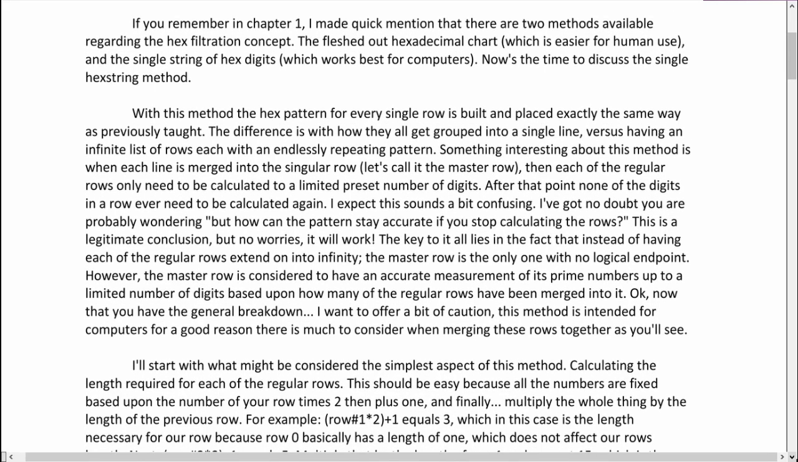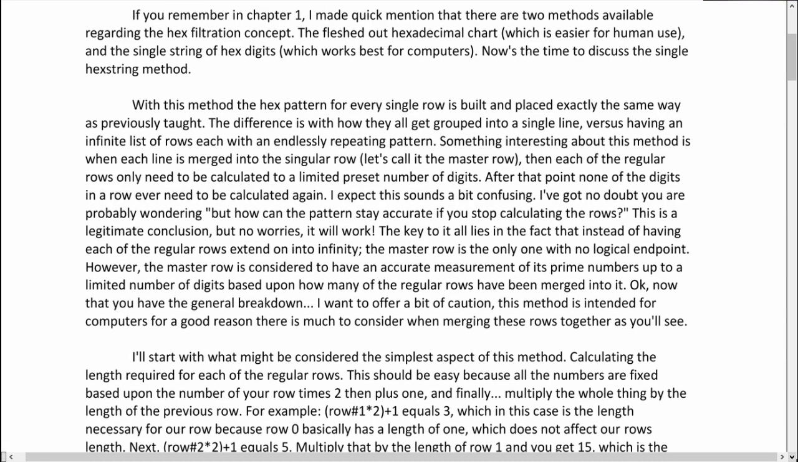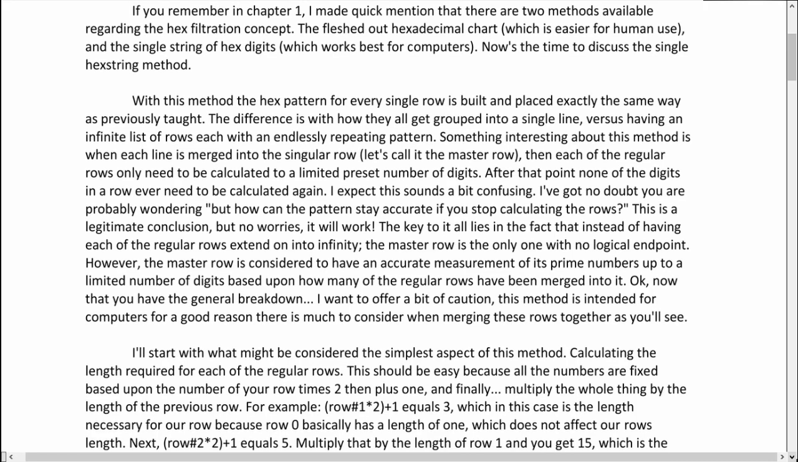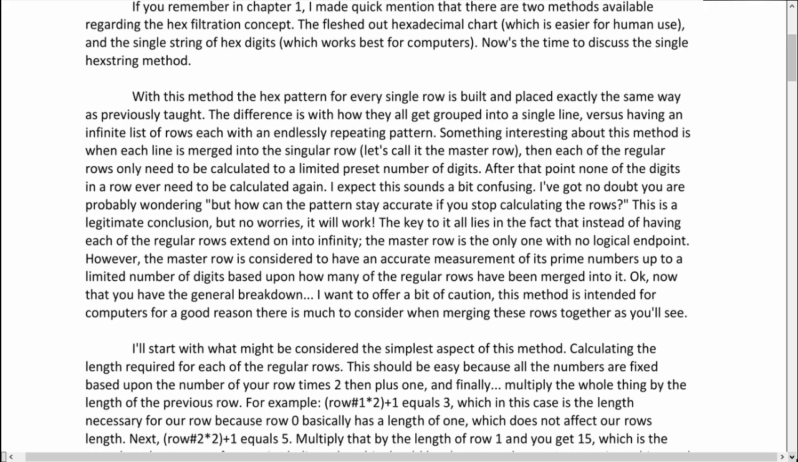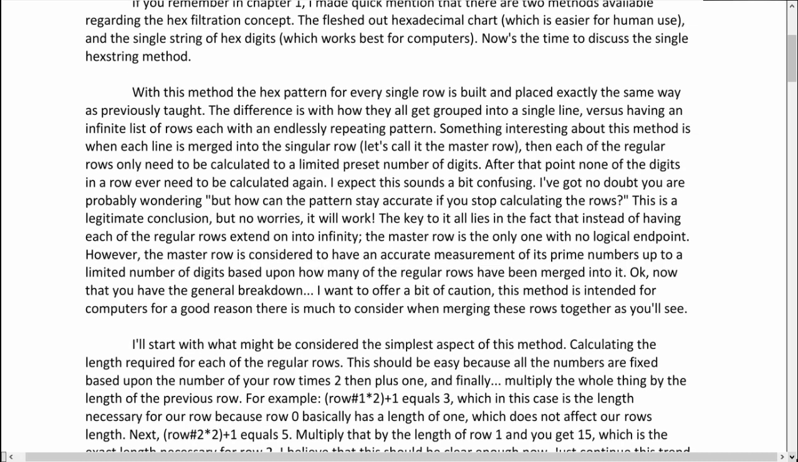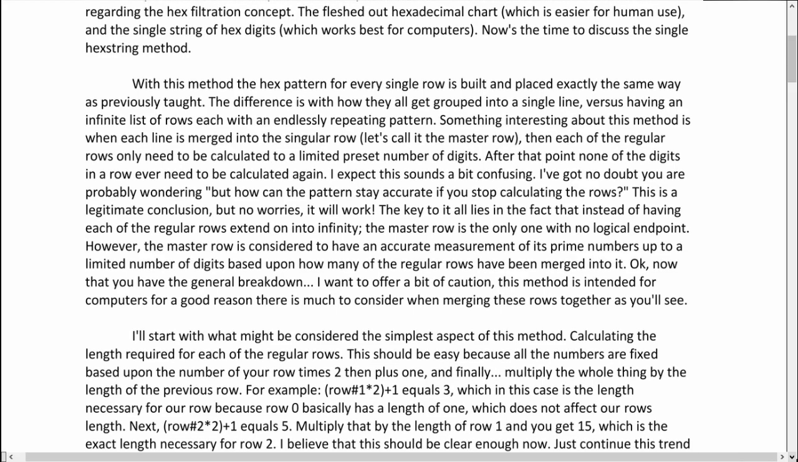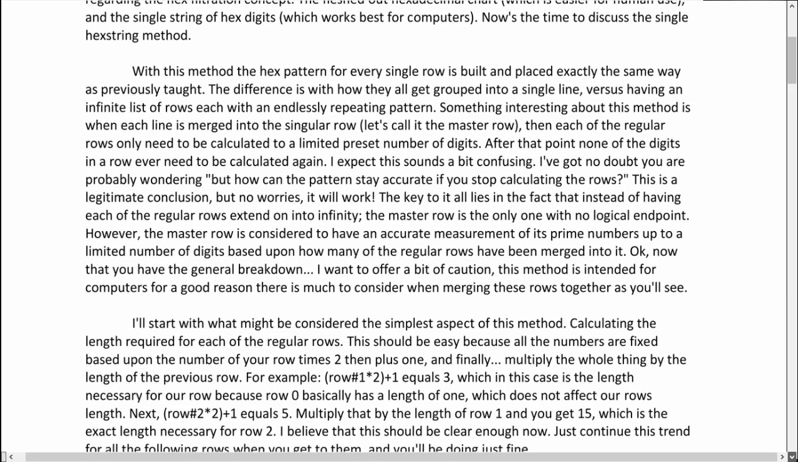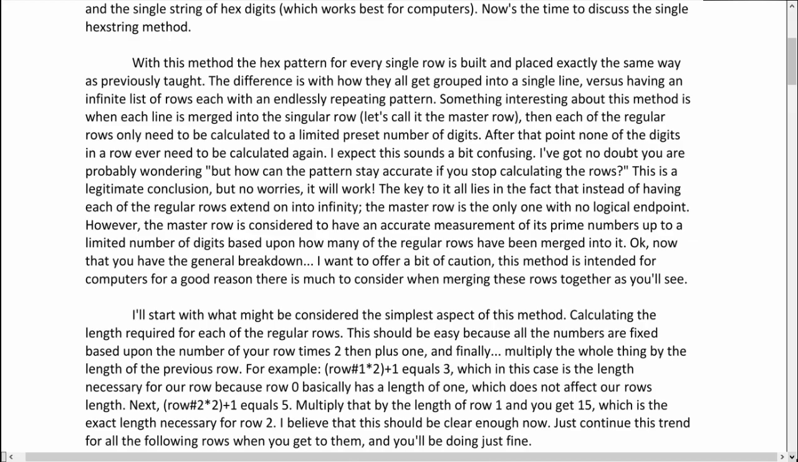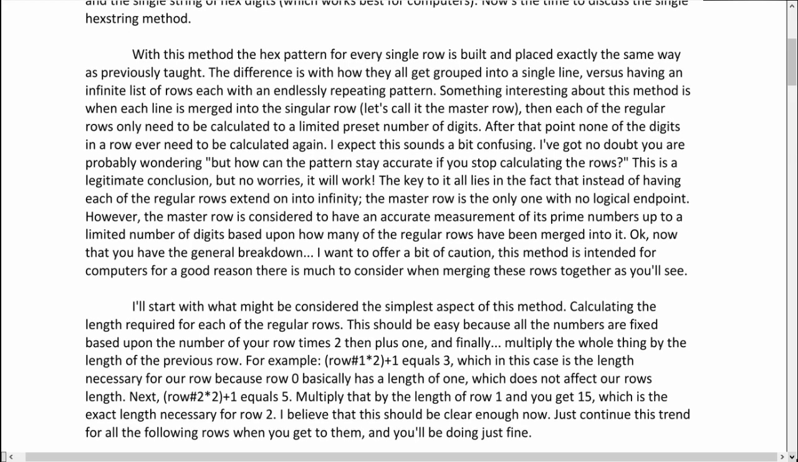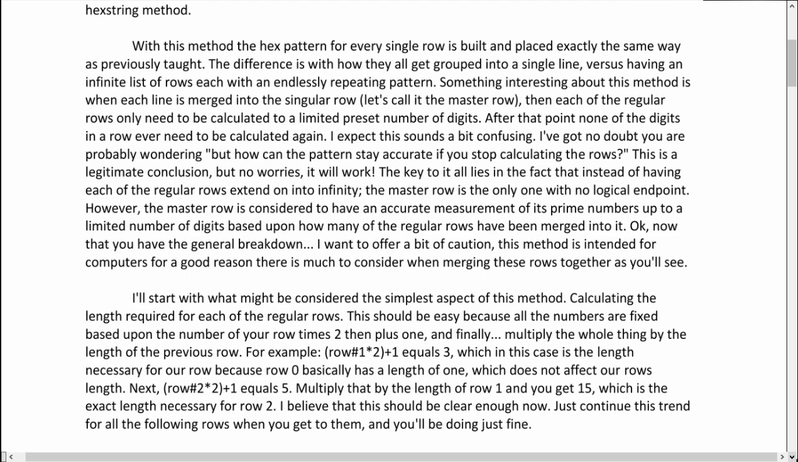With this method, the hex pattern for every single row is built and placed exactly the same way as previously taught. The difference is with how they all get grouped into a single line versus having an infinite list of rows, each with an endlessly repeating pattern. Something interesting about this method is when each line is merged into the singular row, let's call it the master row, then each of the regular rows only need to be calculated to a limited preset number of digits. After that point, none of the digits in a row ever need to be calculated again.